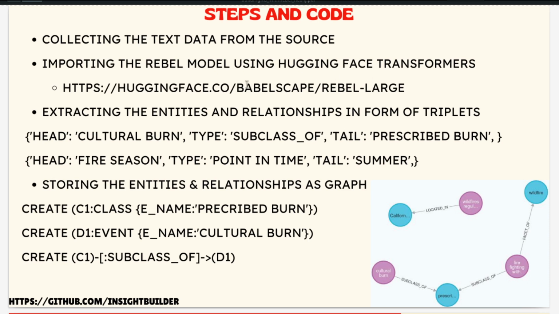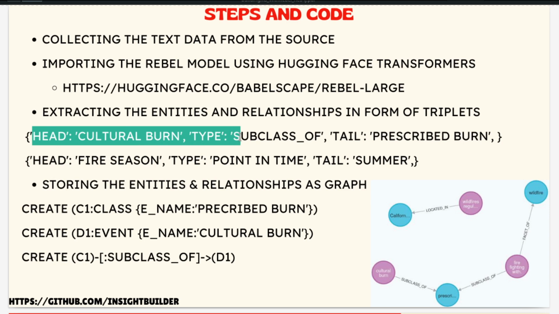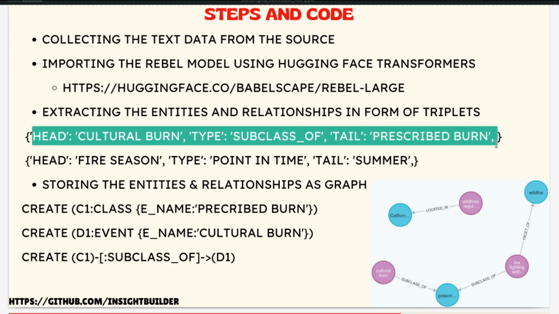So understand one thing: this particular Babelscape Rebel large model has been fine-tuned not just to locate the entities and the relation. It has been fine-tuned as a text generation model. Basically, it has been given a lot of data where the input is in the form of text and the expected output is in the form of triplets. Such a curated dataset has been used to train the Rebel large Babelscape model, and then we are going to use that.